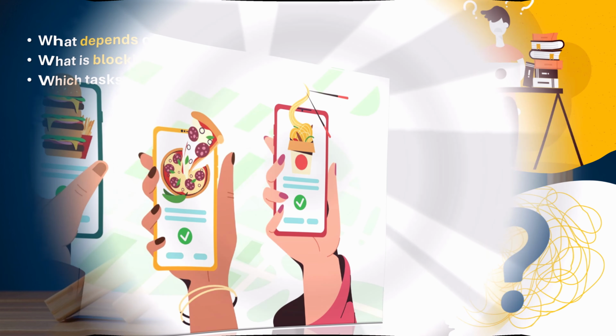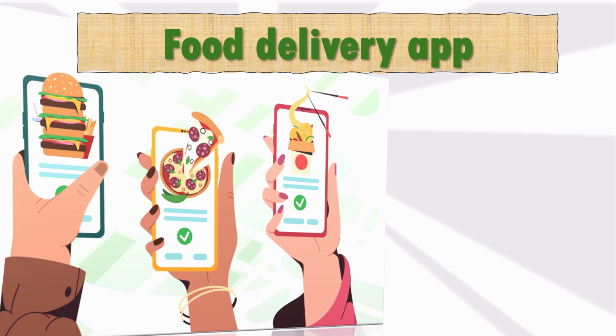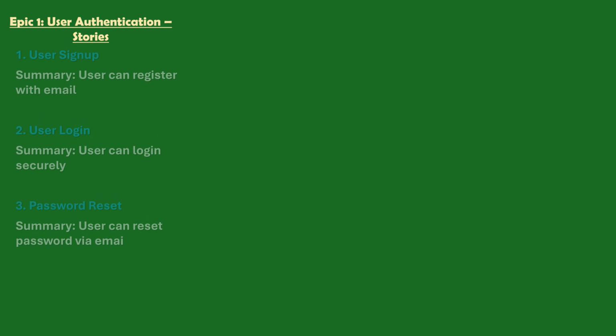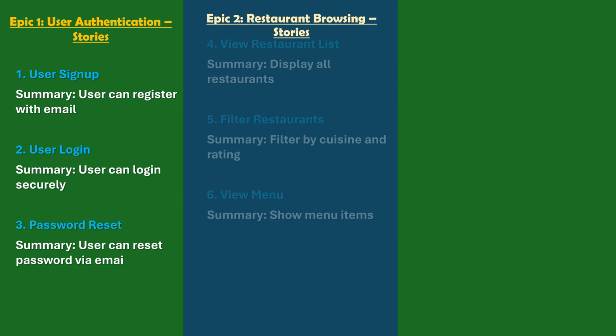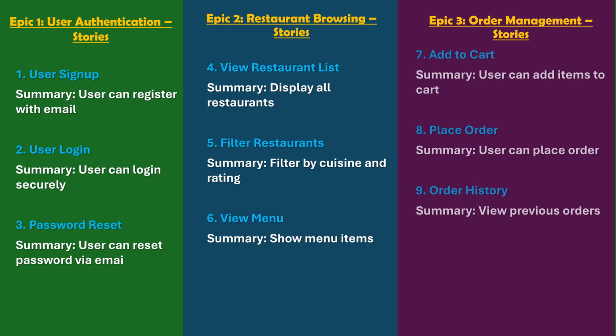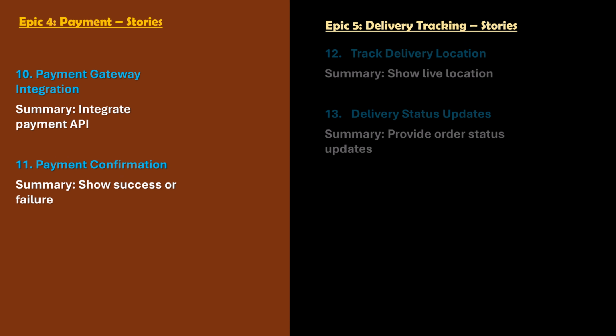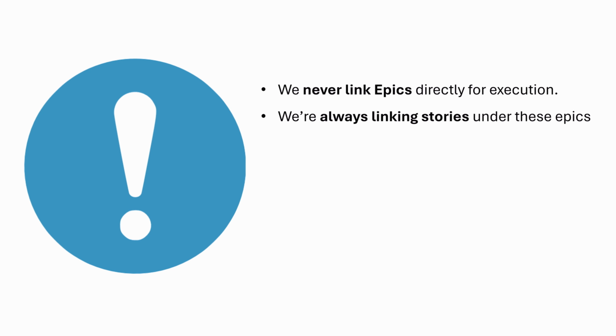We will use our food delivery app as an example, which has 5 epics, including user authentication, restaurant browsing, order management, payment system, and delivery tracking. Before we start, it is important to note that we never link epics directly for execution. Epics are the containers for the stories. The stories themselves are the actionable work items. So when we talk about linking in Jira, we are always linking the user stories under these epics to define the relationship, the dependencies, and the execution order.